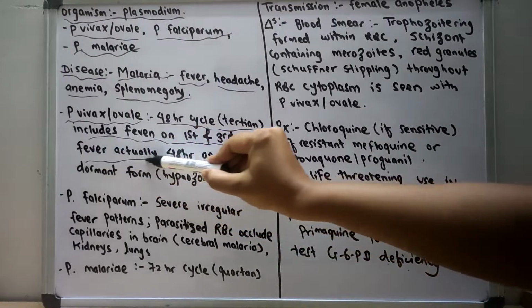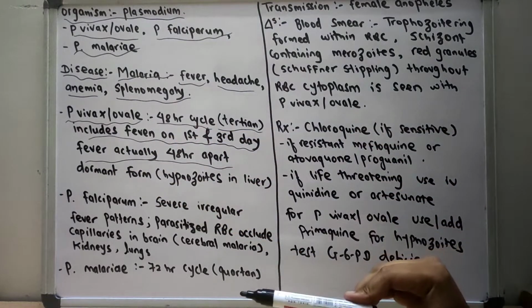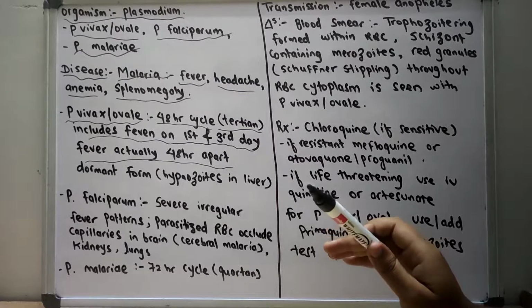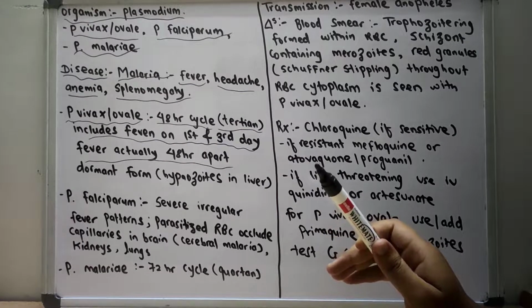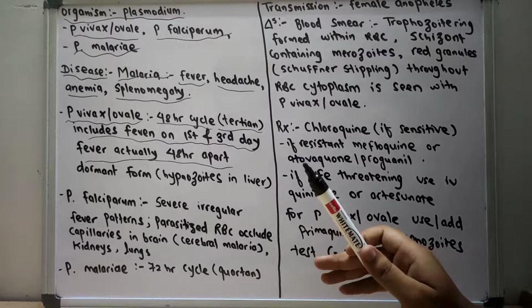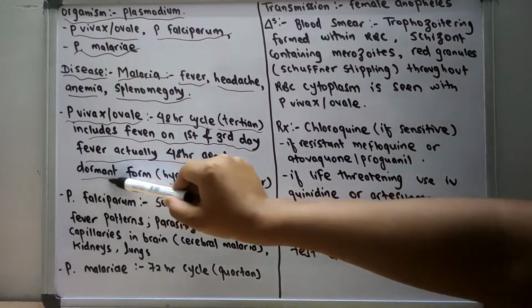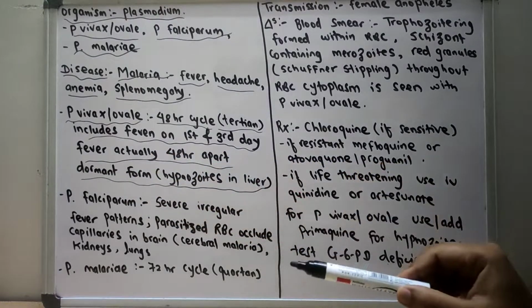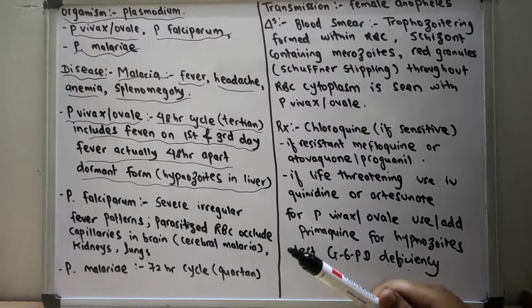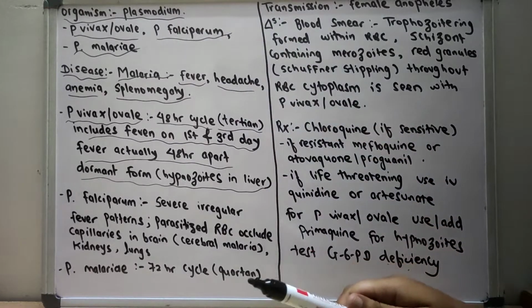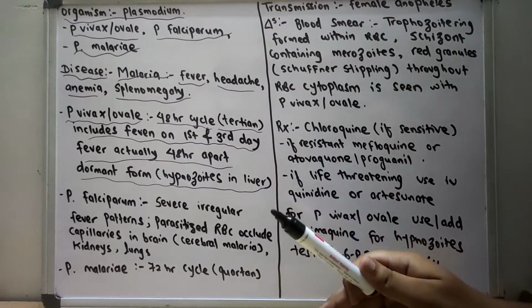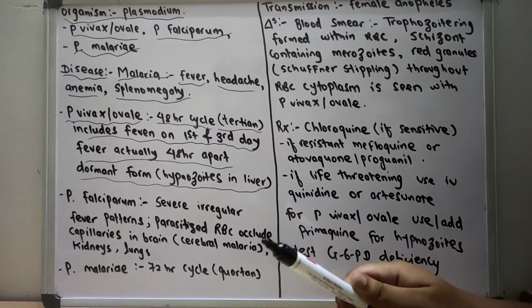So, the fever is actually 48 hours apart, and Plasmodium vivax and Plasmodium ovale go into the hepatic cycle, and they form a dormant form we call hypnozoites that is found in the liver. So it can be reactivated later in life.